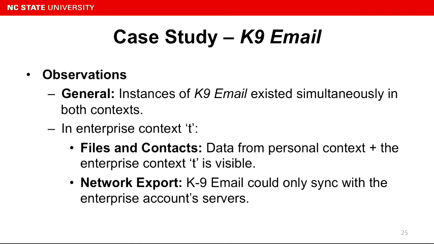Now specifically in the enterprise context of bcloud, we observed that we could see data from the labeled layer, that is bcloud layer, as well as the unlabeled data from the unlabeled file system, whereas in the unlabeled instance of K9 email, we could only see data from the unlabeled file system. Also in terms of network export, we observed that in the business context, K9 email was constantly being denied connections to the personal accounts. And this is essentially domain declassification in action.